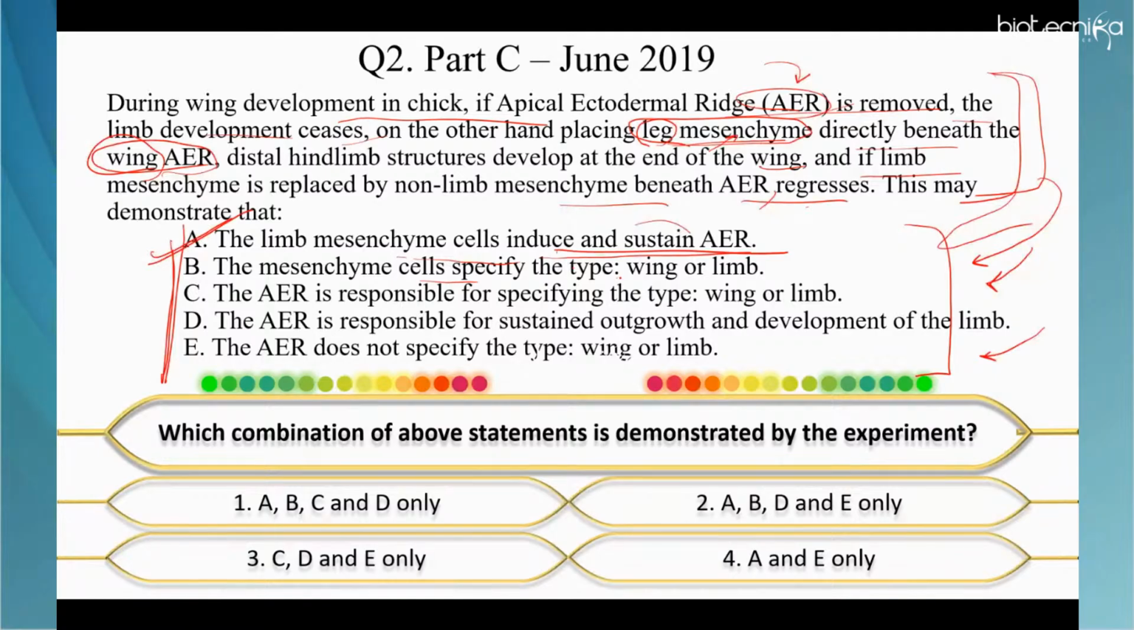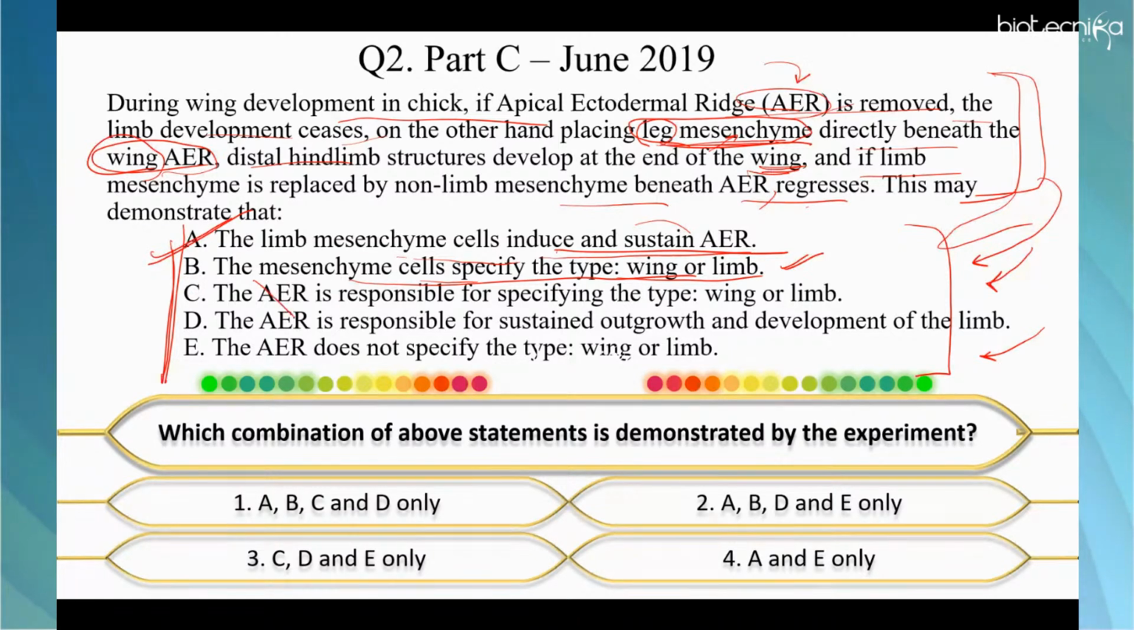Mesenchymal cells specify the type, wing or limb. So that's why when you took the leg mesenchyme, in the distal ends, leg structures will be coming at the end of the wing. So that's why mesenchymal cells will specify whether it will form forelimb or hind limb.